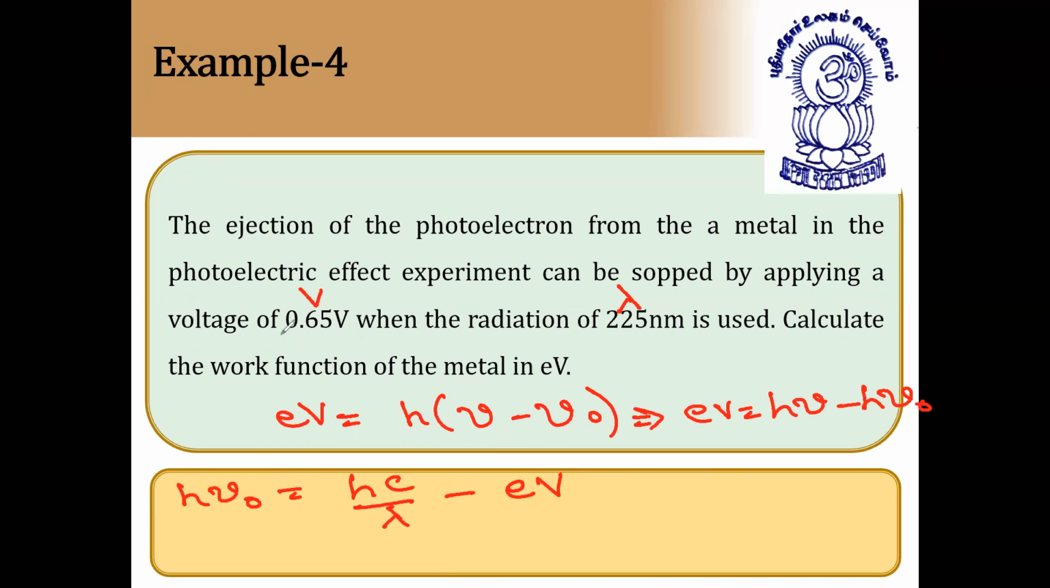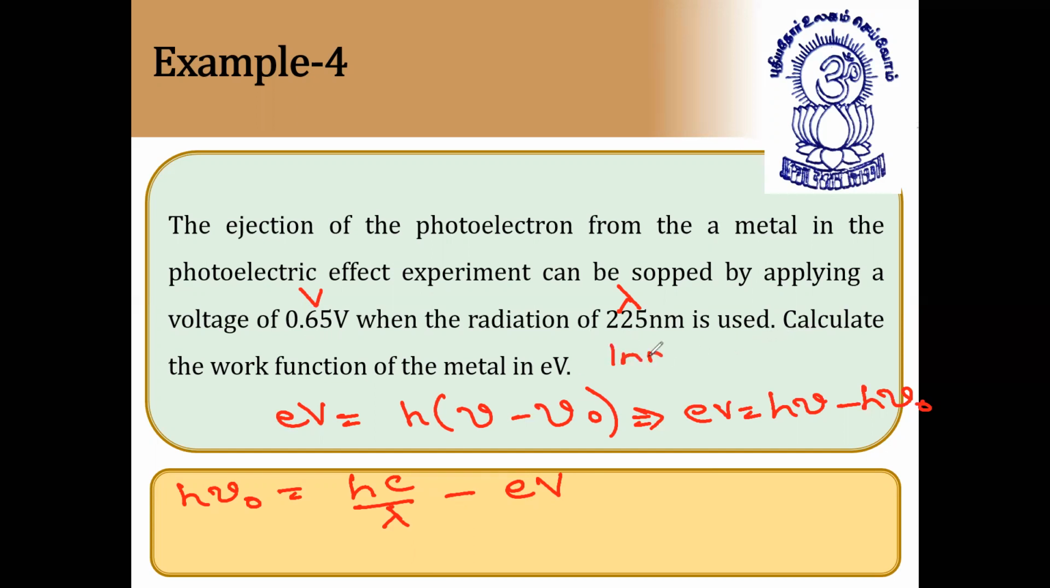Since work function is also measured in electron volts, so straight away you can get the answer. You know the c value, you know lambda value, you know h value. By substituting this value, you will get work function of the metal. I hope this is clear for you. So again, I'm telling you this problem. They are given stopping potential as 0.65 volts, and radiation of the light is given, that is lambda is given, 225 nanometers. We have to convert that nanometers into meters. Anyway, you know that. So calculate the work function of the metal.